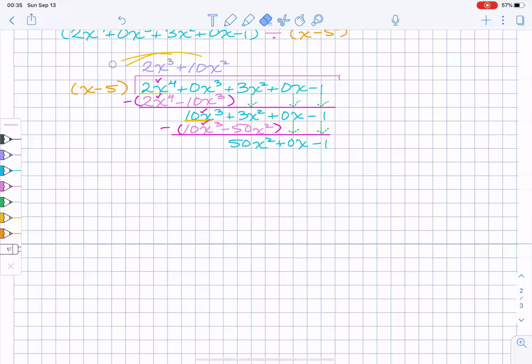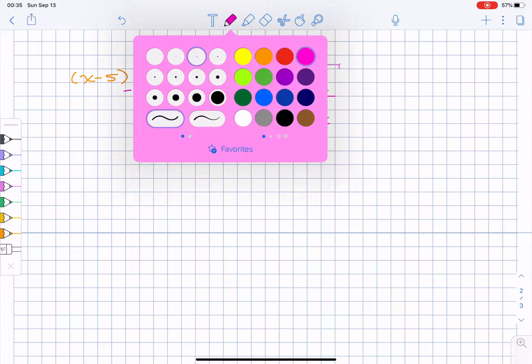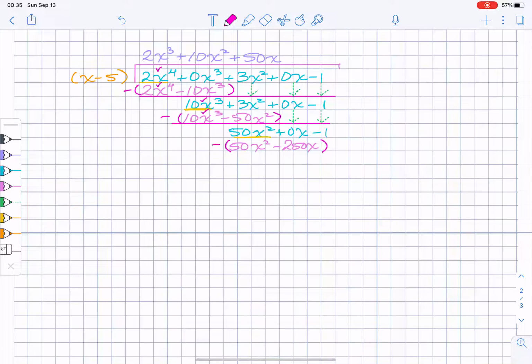So what do I need to multiply x by in order to get 50x squared? And I claim that will be 50x, just x to the first power. So let's distribute that 50x to the x minus 5. So I claim we will get 50x squared minus 5 times 5 is 25, so that's 250x, which we're going to subtract from the line above.